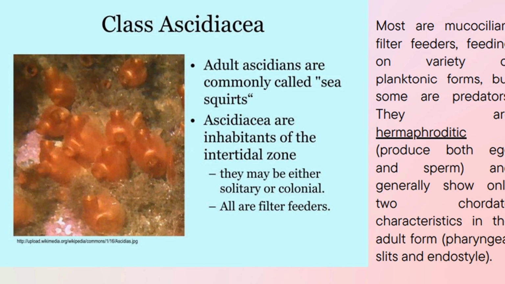They are hermaphroditic, produce both egg and sperm, and generally show only two chordate characteristics in the adult form: pharyngeal slits and an endostyle.